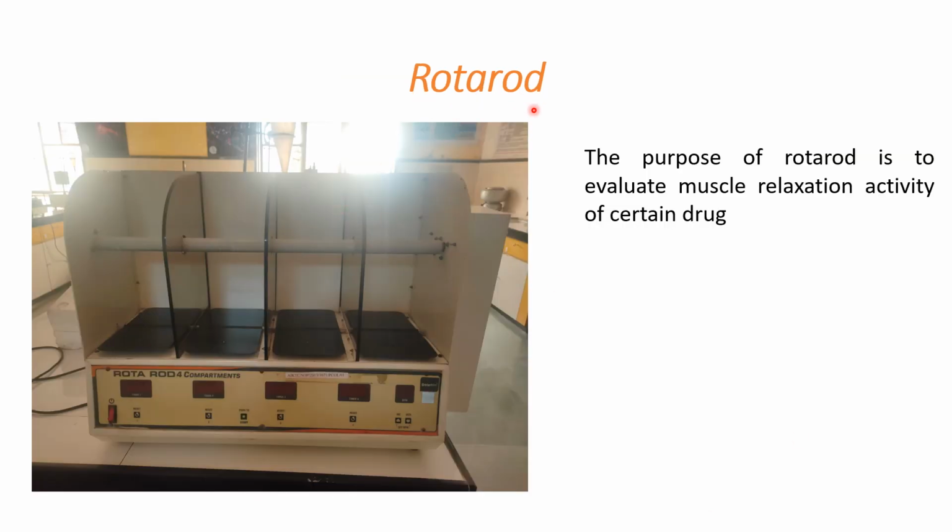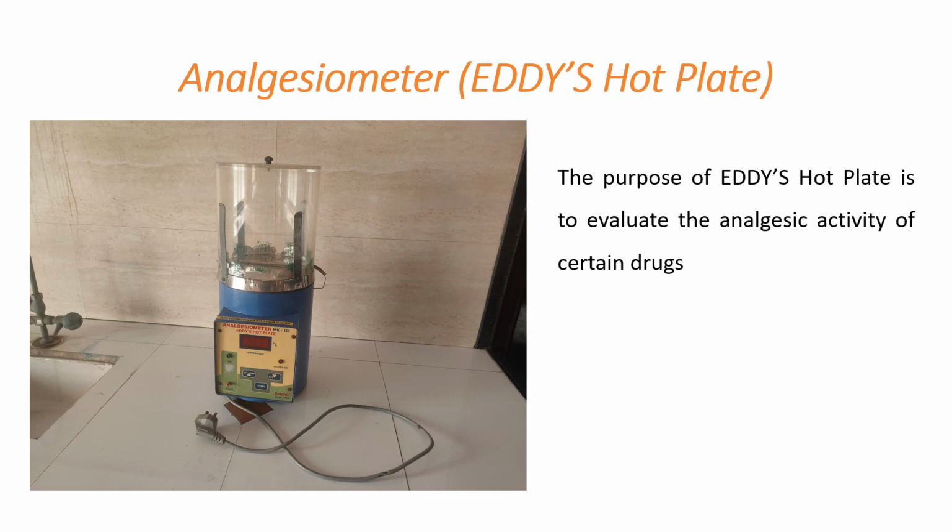Then the next is the rotarod. The purpose of rotarod is to evaluate the muscle relaxation activity of certain drug. This is the instrument which is called as a rotarod apparatus. Then the next is the analgesiometer, which is also called as Eddy's hot plate. The purpose of Eddy's hot plate is to evaluate the analgesic activity of certain drugs.